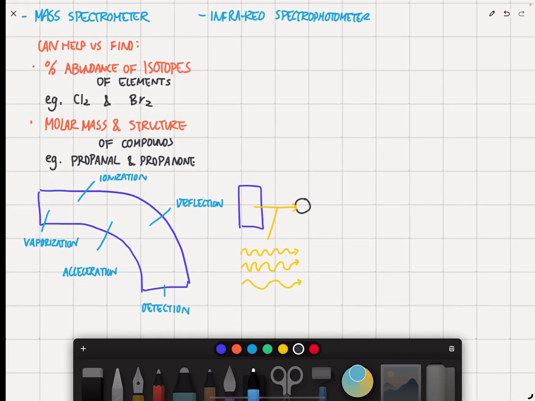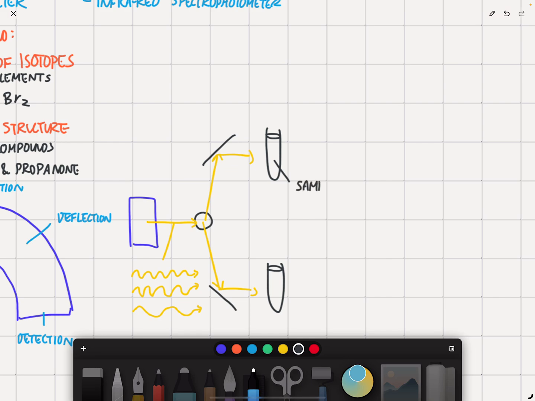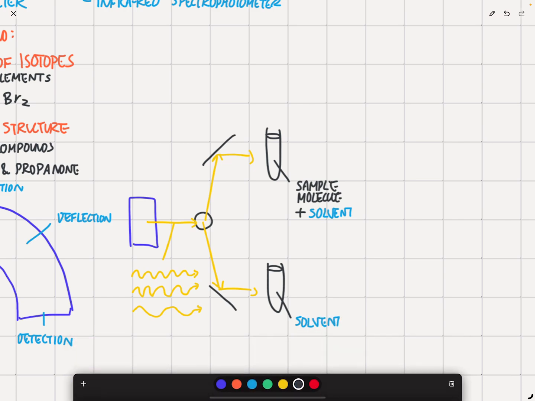So we use a mirror to split off this infrared light into two coherent sources of infrared light, and we will pass them through. You see I'm placing two mirrors here. The light would then be passing through two samples. One sample, on top, has your sample molecule that you want to study together with the solvent. You have to dissolve the molecule in some kind of solvent. You can't just put the molecule in a test tube. Most of the time you need to dissolve it in a solvent. And in another container, you have just the solvent alone. You will see shortly why we need to do this.